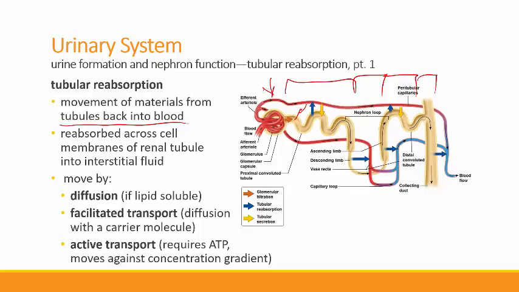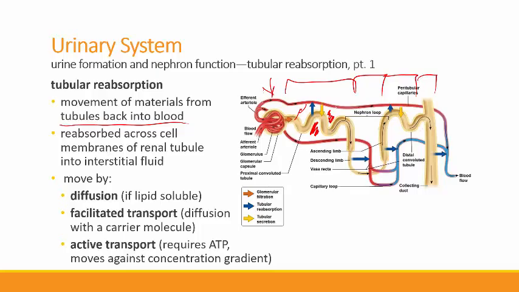So we're drawing stuff out into the fluid and then putting it into the blood. And there are the capillaries that surround the nephron, and that's where we're eventually going to be dumping all this stuff back in. So we reabsorb that material across the membranes of the cells that make up the renal tubule and enter the interstitial fluid found all around the tubule. So we move everything out into the interstitial fluid and then from there into the blood. And there are three ways that we can move this material.